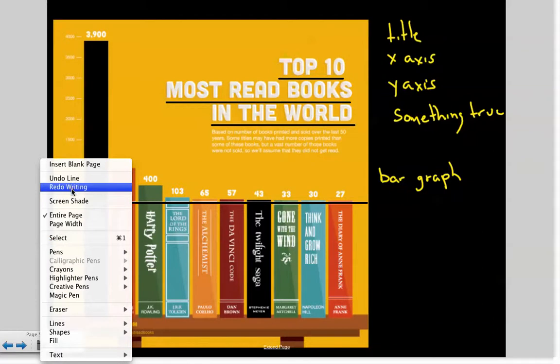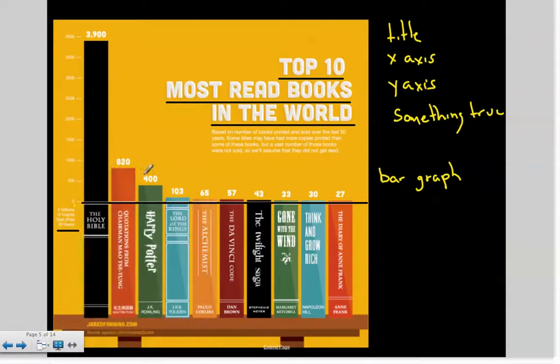So what we need to realize is this is 820 million, 400 million, 103 million, 65 million, 57 million, 43 million, 33 million, 30 million, 27 million, and 3 billion 900 million. So it's the number of millions of copies sold. So our x is all these books, and our y is the number of millions of copies sold.